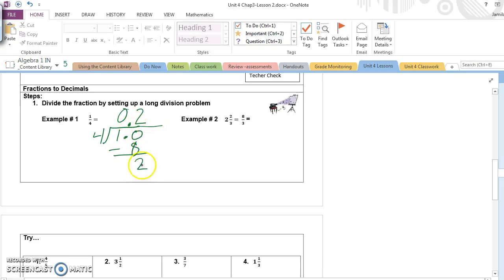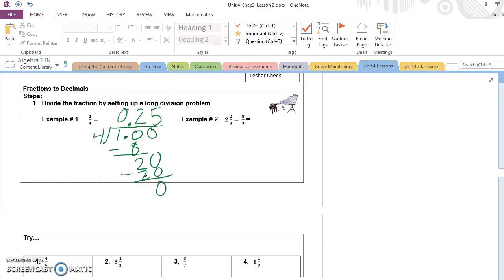So we extend, because 4 cannot go into 2. We need to bring down another 0 and say how many times will 4 go into 20? 5 times. Now when I subtract, there is no remainder. So the decimal form of 1 over 4 is 0.25. It makes sense. 1 out of 4 quarters is 25 cents.